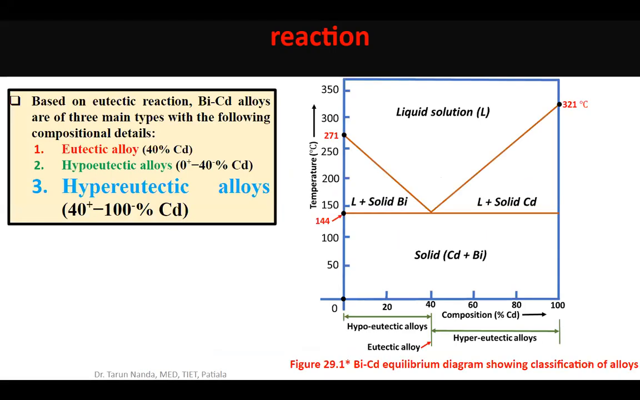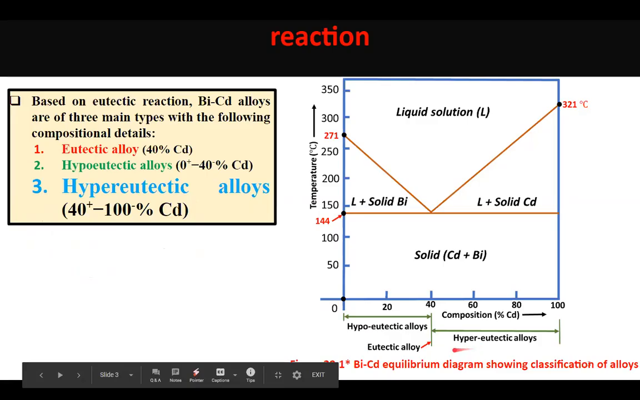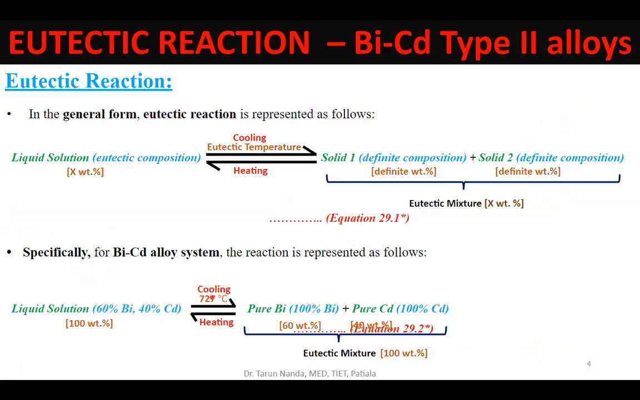Well, as we discussed in the last two sessions, based on the eutectic reaction, the bismuth cadmium alloys are of three main classes, and this is the class which is the point of discussion today. The hypereutectic alloys: any bismuth cadmium alloy which contains in excess of 40% cadmium. So these are the alloys which are going to be discussed in this particular session. And let's take an example.